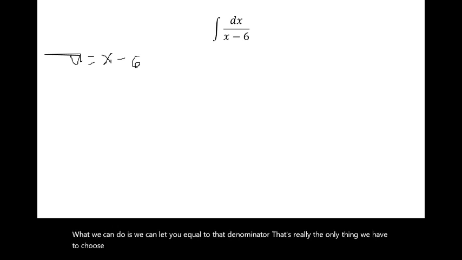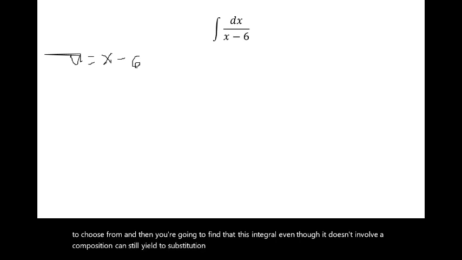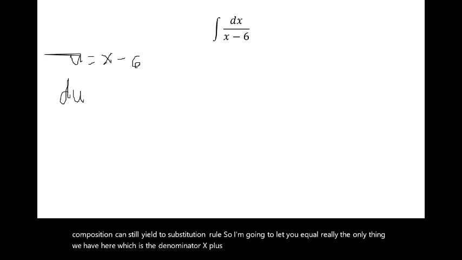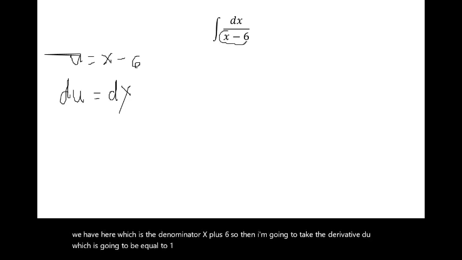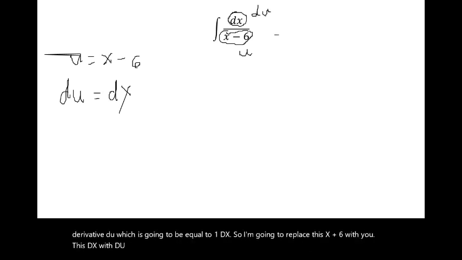And you're going to find that this integral, even though it doesn't involve a composition, can still yield to substitution rule. So I'm going to let u equal really the only thing we have here, which is the denominator x plus 6. So then I'm going to take the derivative du, which is going to be equal to 1 dx. So I'm going to replace this x plus 6 with u, this dx with du, and that's really it. We had nothing else to substitute.